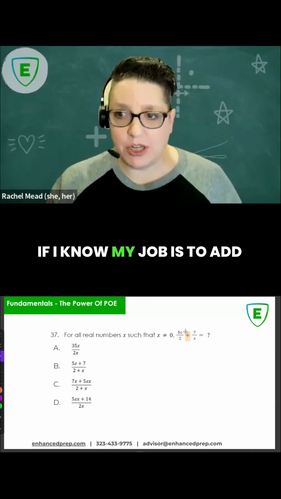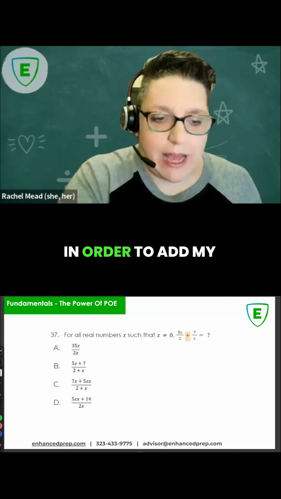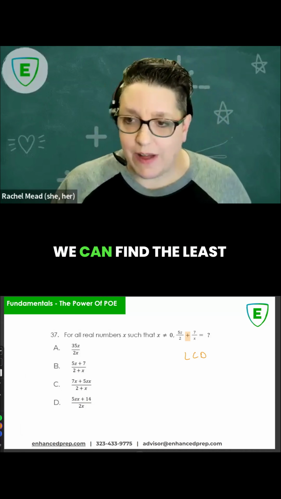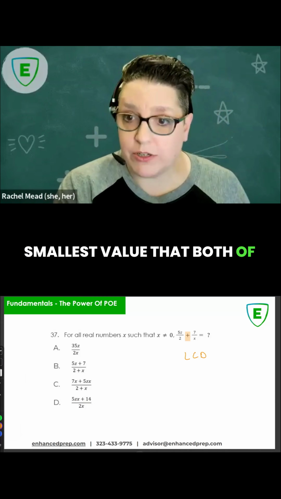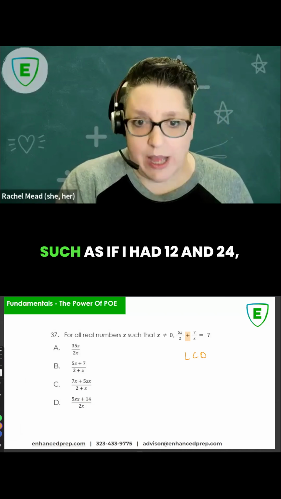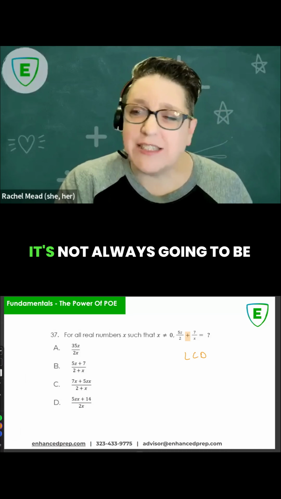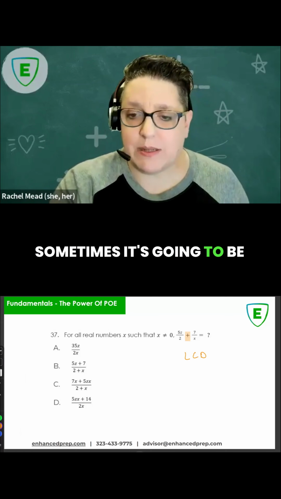If I know my job is to add fractions, the first thing that I need in order to add my fractions is my least common denominator. We can find the least common denominator by finding the smallest value that both of our denominators go into, such as if I had 12 and 24, they'd both go into 24. It's not always going to be multiplying my denominators. Sometimes it's going to be something else.